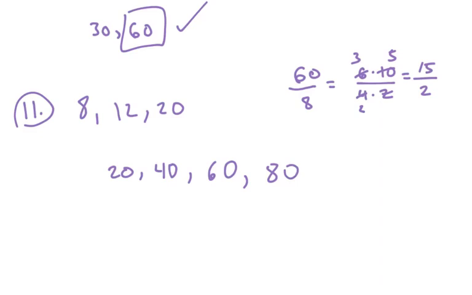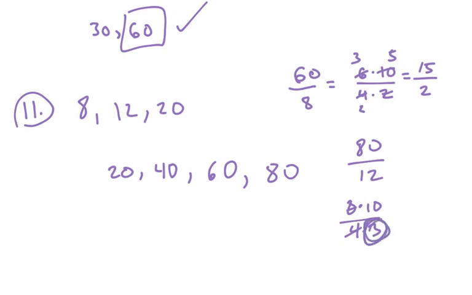Well, what about 80? Well, 8 goes into 80, but what about 12? Well, I'm not certain. Let me check. So we'll do 80 divided by 12, which I'm going to say is 8 times 10. And 12, I'm going to say, is 4 times 3. And so you can see because of the 3, it's not going to work.